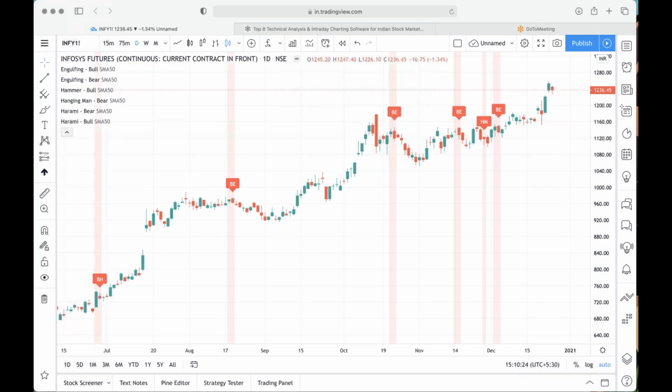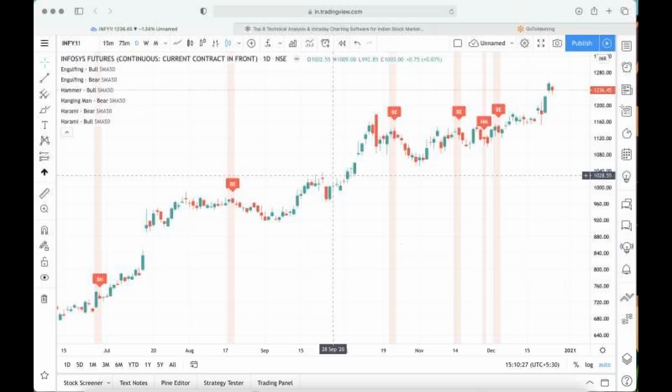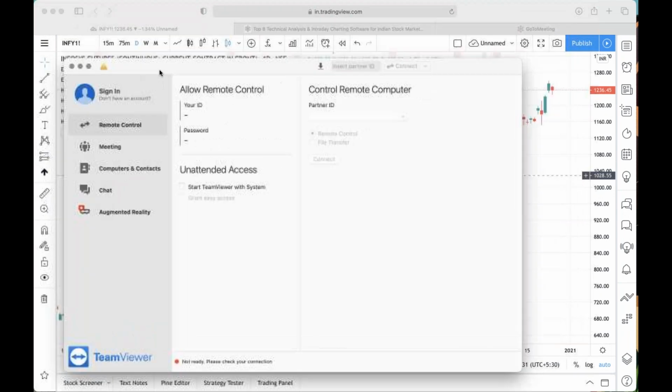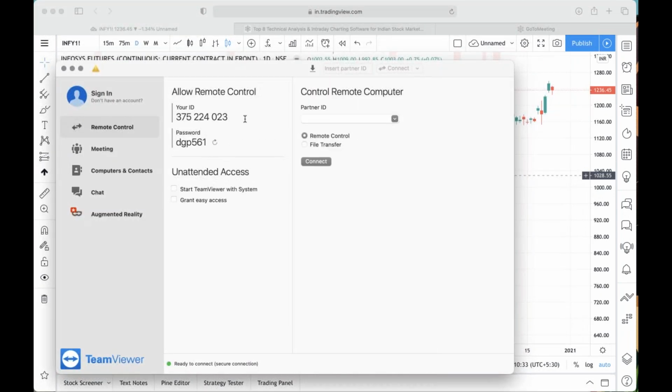Now to do this, I need to connect you to my desktop, wherein I have the Iris software installed. I don't use it on my laptop. It's always on my dual screen desktop here. So just give me a minute.